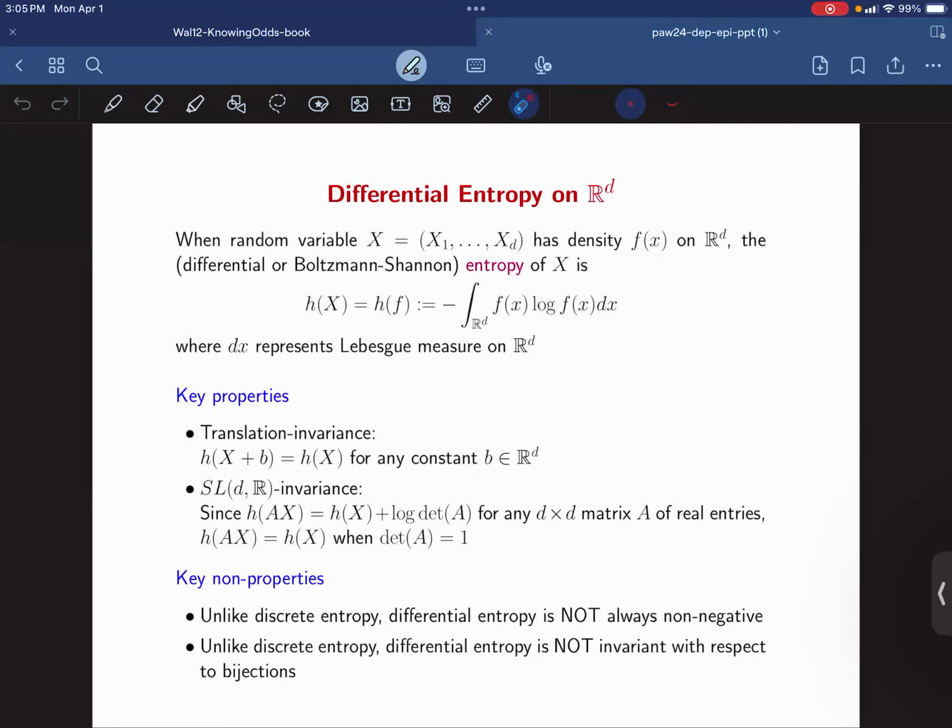Unlike discrete entropy, differential entropy is not always non-negative, right? So the differential entropy can take values from minus infinity to plus infinity. In fact, the integral could be undefined as well. But we will generally assume that the integral is defined. And also, unlike discrete entropy, differential entropy is not invariant with respect to bijections, which is already clear from this remark here.